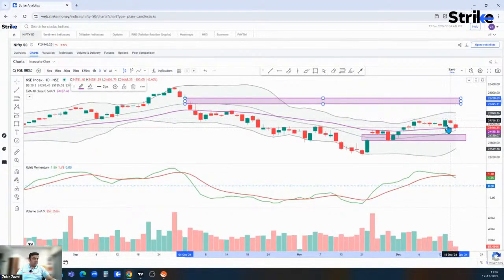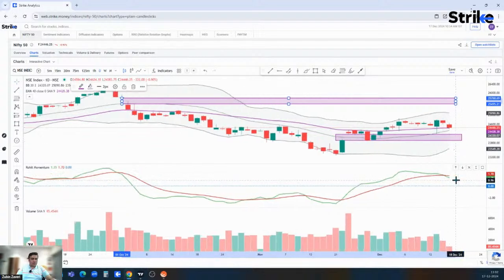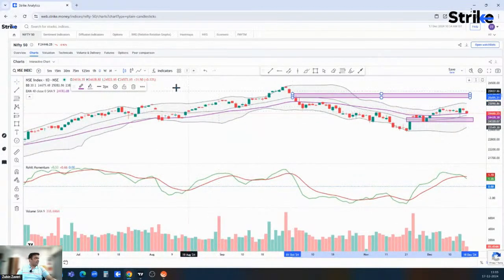Right now on the daily chart, we see a little bit of slowdown in momentum. RMI has given a new sell signal over here on the daily time frame.